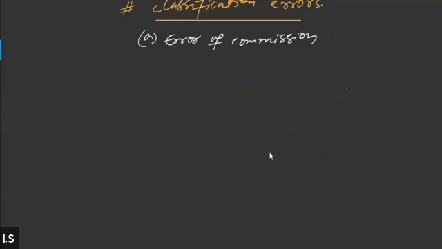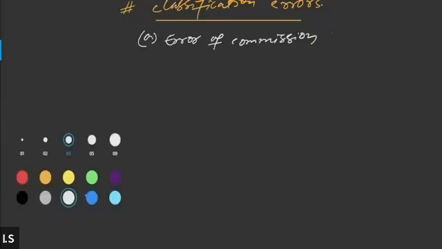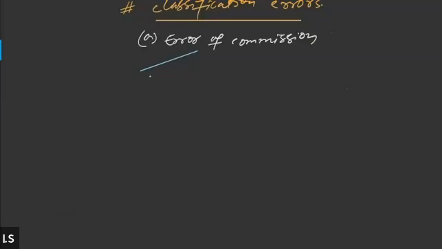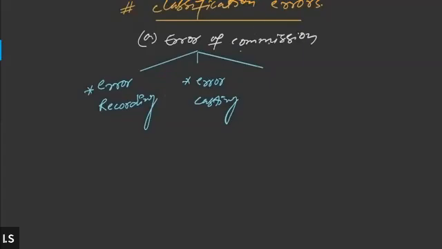Based on the different types of mistake, error of commission can be further divided into various categories. It could be error of recording, which means that at the time of recording, you have recorded an incorrect value. For example, instead of recording 2000, you have recorded 20,000. That falls under error of recording. Similarly, error of casting could be there. Sir, what is error of casting? Error of casting means you have committed a mistake while totaling the debit or credit side of the account. And similarly, error of carrying could be there.